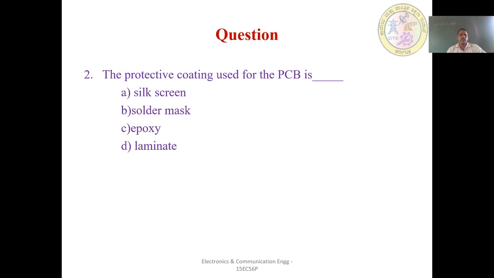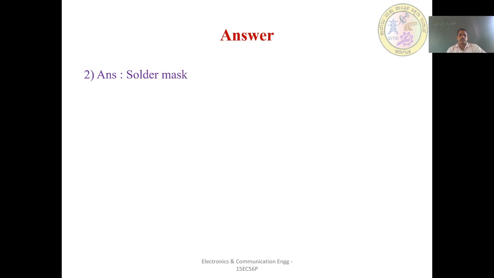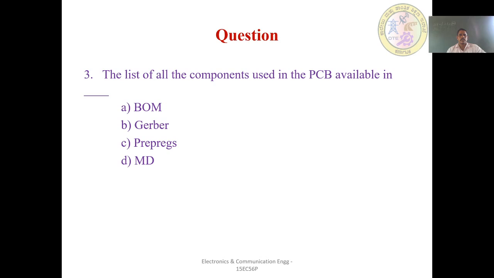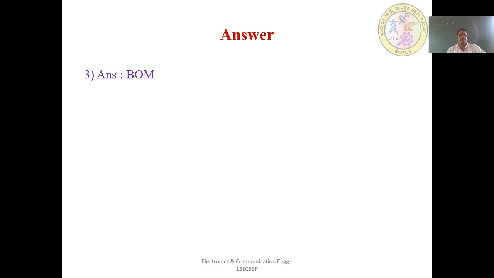Question 2. The protective coating used for the PCB is called seal screen, solder mask, epoxy, laminate. The answer is solder mask. Question 3. The list of all the components used in the PCB is available in A. BOM, Gerber, Preprex, MD. It is available in BOM.